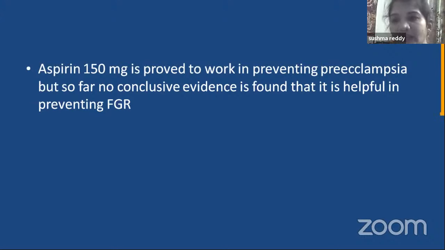But we must definitely give aspirin 150 mg when we diagnose high-risk cases and when we have uterine artery PI abnormalities at NT scan. We have to give aspirin 150 mg and it helps drastically reduce the incidence of preeclampsia.